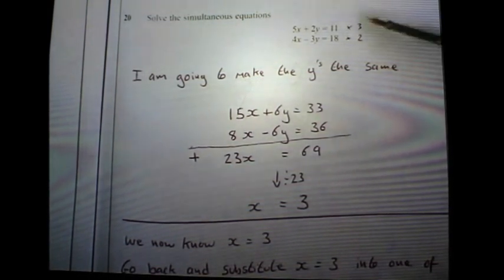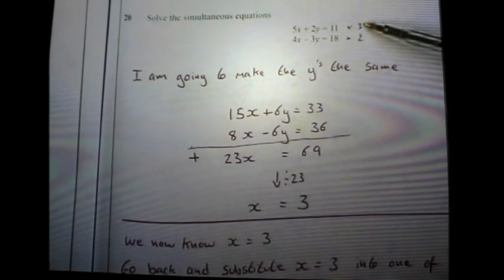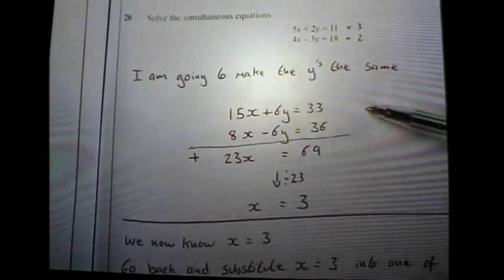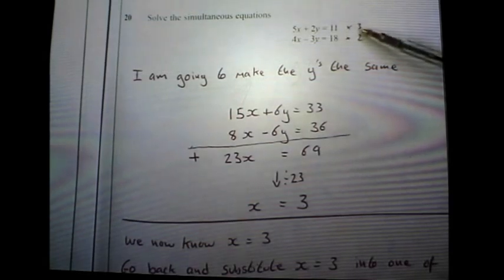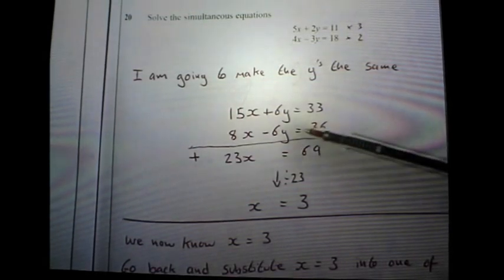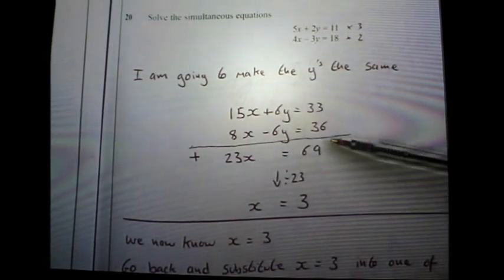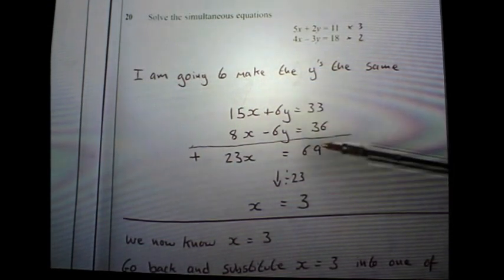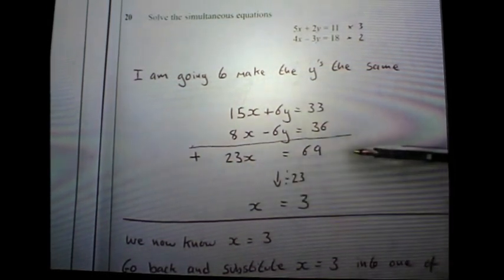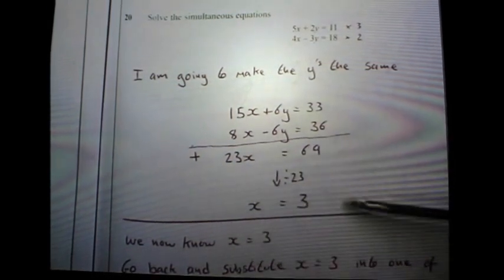I'm going to make the y's the same. So I'm going to do that by multiplying the top one by 3 and the bottom one by 2. So there you go, the top one by 3, bottom one by 2. And to get the y's to 0, you need to add, because one's positive, one's negative, so you need to add them. So I come up with 23x is 69, divide by 23, x is 3.